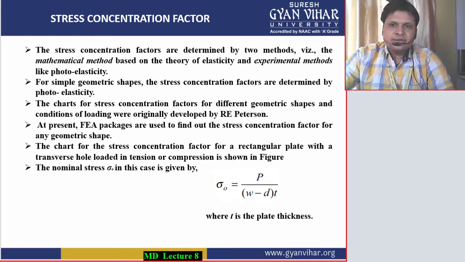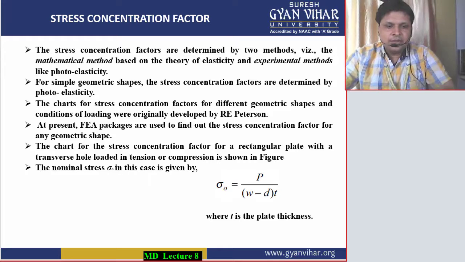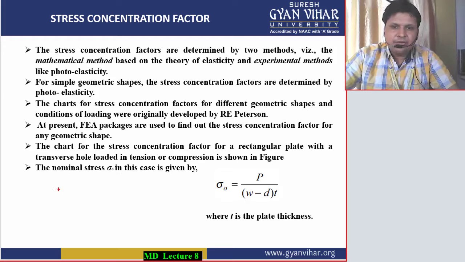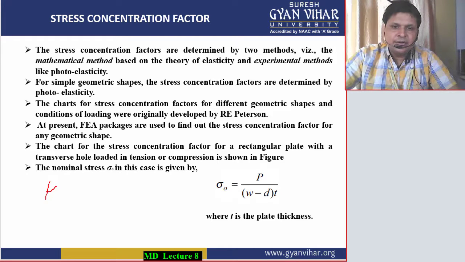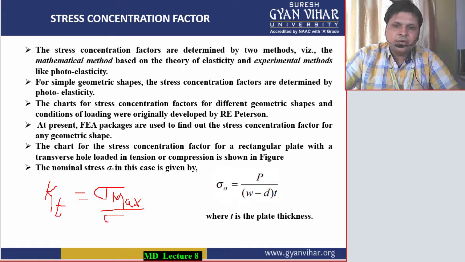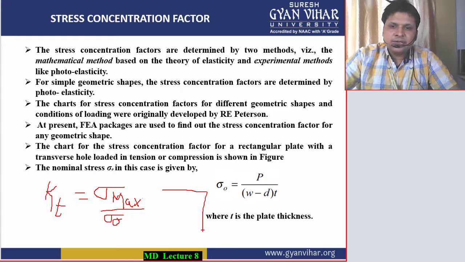We have already seen in our previous lecture that the stress concentration factor KT is basically what? KT is the maximum stress which is obtained at some point of abrupt change of cross section, to the normal stress which is available at all the other normal conditions or locations.